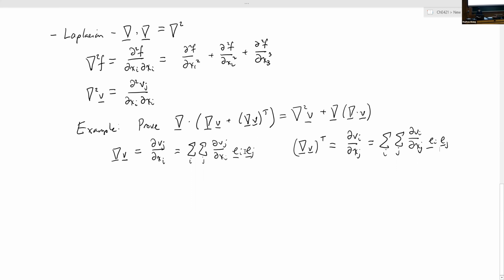Okay? And so these two things are not the same. For instance, let's say the 1, 2 component of this tensor, so where i is equal to 1 and j is equal to 2, this is dv2/dx1. This is dv1/dx2. Those two are different, right? Now in this particular case, it doesn't matter because we're adding these two things together. And so this guy right here is a symmetric tensor, right?